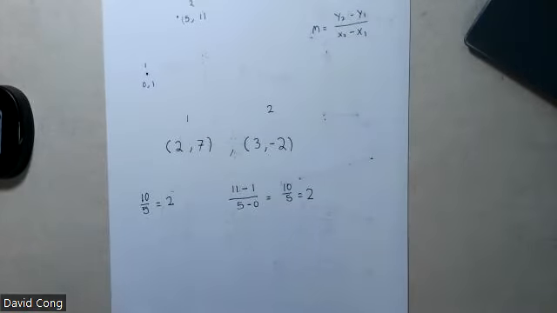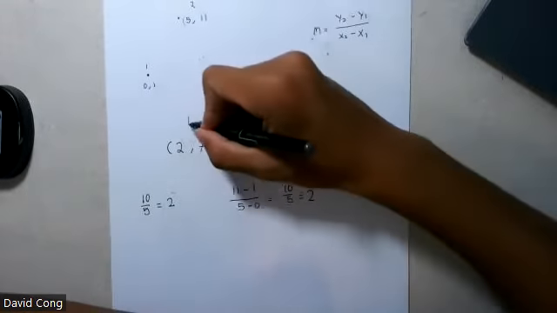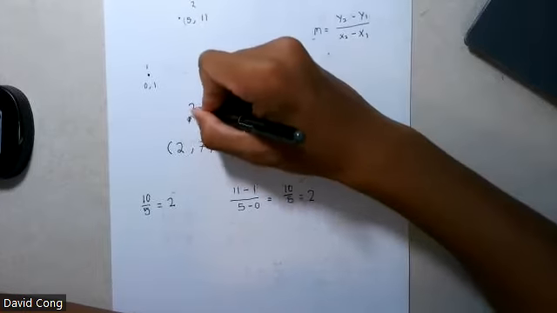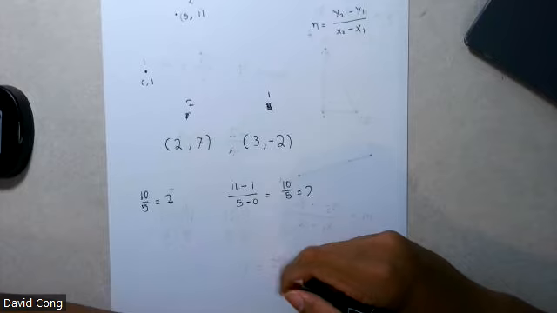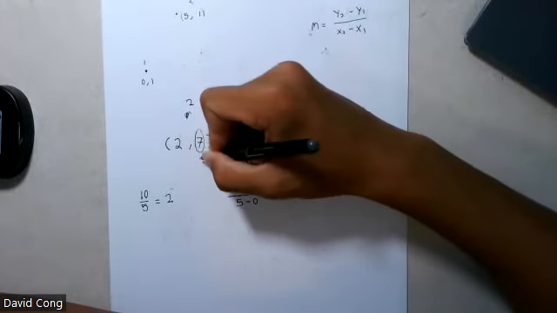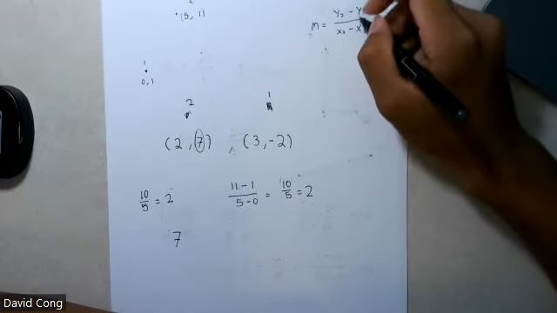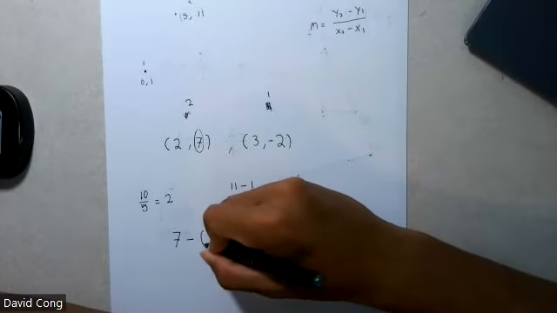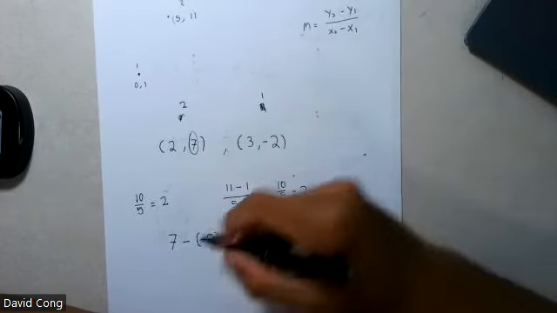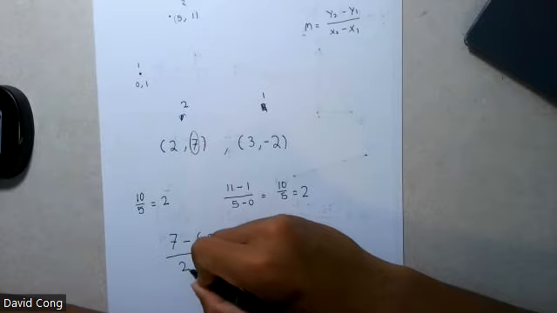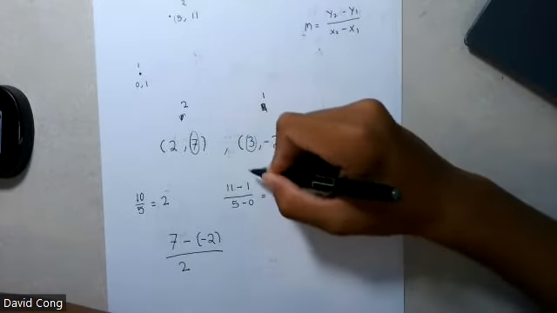And now into this one. I labeled these as 1 and 2, but just to show that it works both ways, I'm going to label this one as 2 and this one as 1. So let's start. We got y2, the y coordinate of 2. Take 7. We subtract it from the y coordinate of 1, which is -2. And now we have the x coordinate of 2, which is 2. And we want to subtract it from the x coordinate of 1.